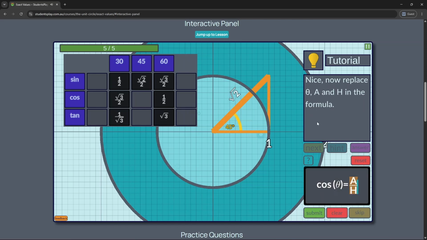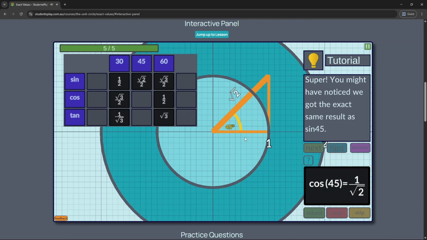Now replace theta, a, and h in the formula. Okay, theta is 45. Adjacent is 1 because it's this length down here. It's next to the angle there. So 1. The hypotenuse is still that square root of 2. Super. You might have noticed we got the exact same result as sine 45. Okay, cos 45 is 1 over root 2.